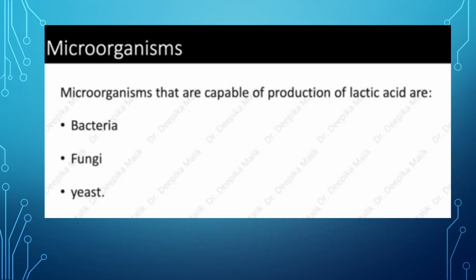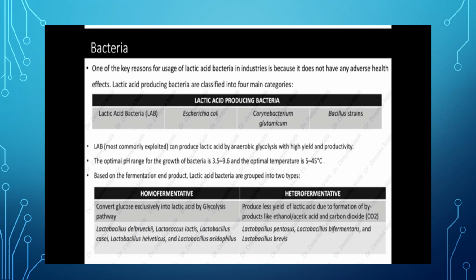The microorganisms that are capable of production of lactic acid include bacteria, fungi, and yeast. So let's discuss this. Lactic acid bacteria are those type of bacteria that have the ability of fermentation of lactic acid. One of the key reasons for use of lactic acid bacteria in industry is because it does not have any adverse health effects. Lactic acid producing bacteria are classified into four main categories.